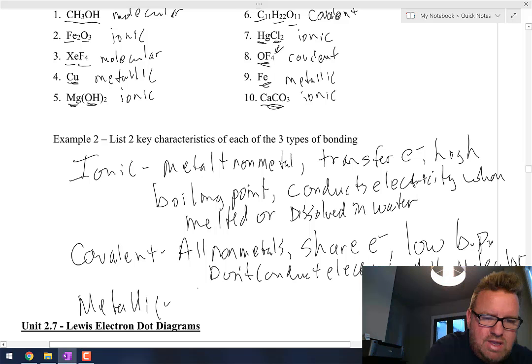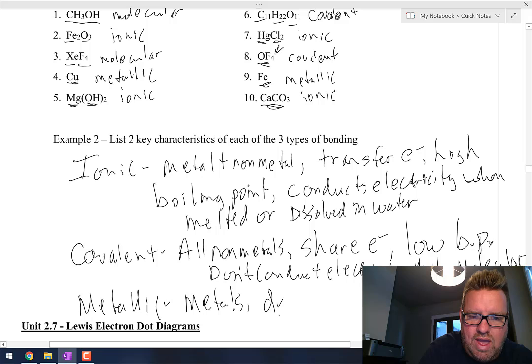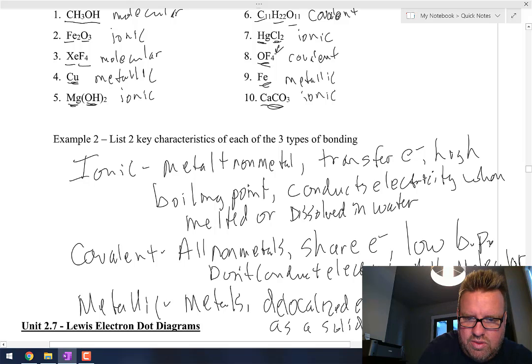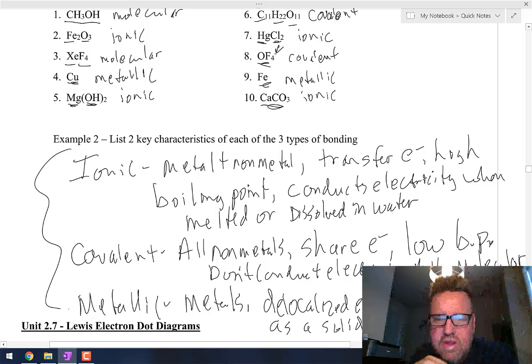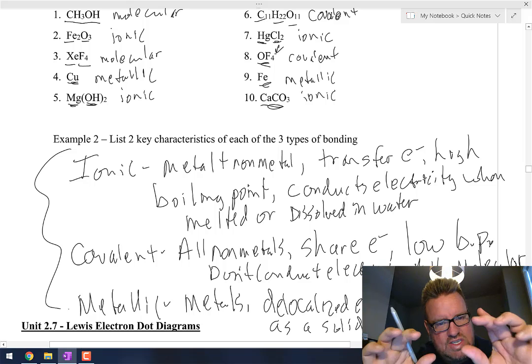And then metallic, again, just occurs between metals all by themselves. They do have free or delocalized electrons. They do conduct electricity as a solid. Remember, neither of the other ones do. And they are malleable and ductile. Again, way more than 2 for each of them. If you choose 2 of those, really you should know all of this information about all 3 of them. Okay, but that's kind of just a summary of all 3 of them.